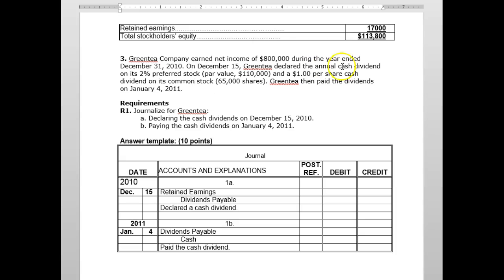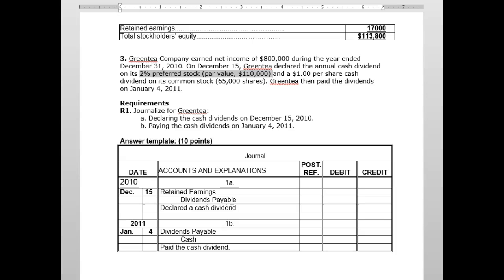So as we look at this, we've got 2 calculations. The first calculation is for the preferred stock. If I do that calculation, 2% of $110,000 is, oh my goodness, I have to do that in my head, that'll hurt, is $2,200.